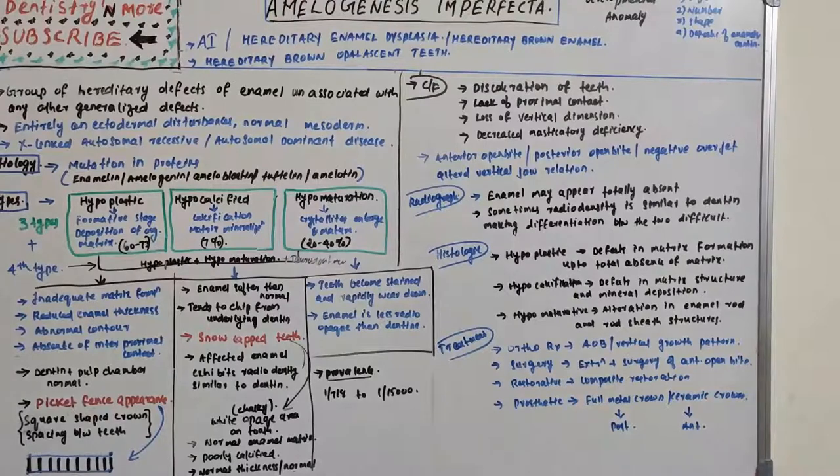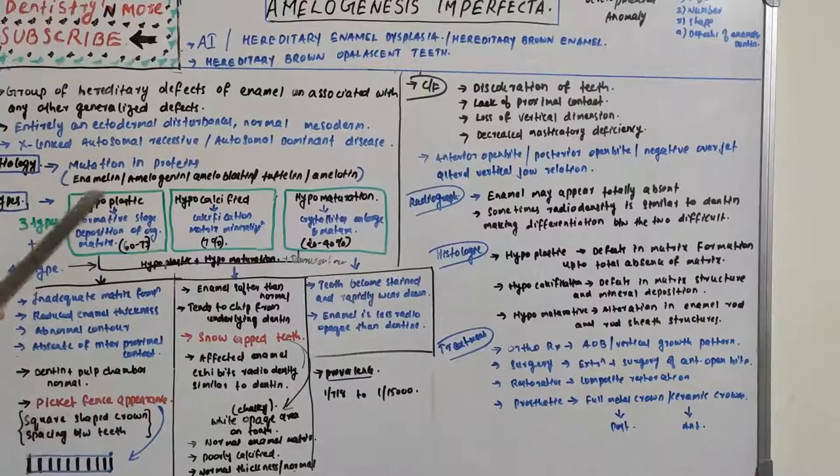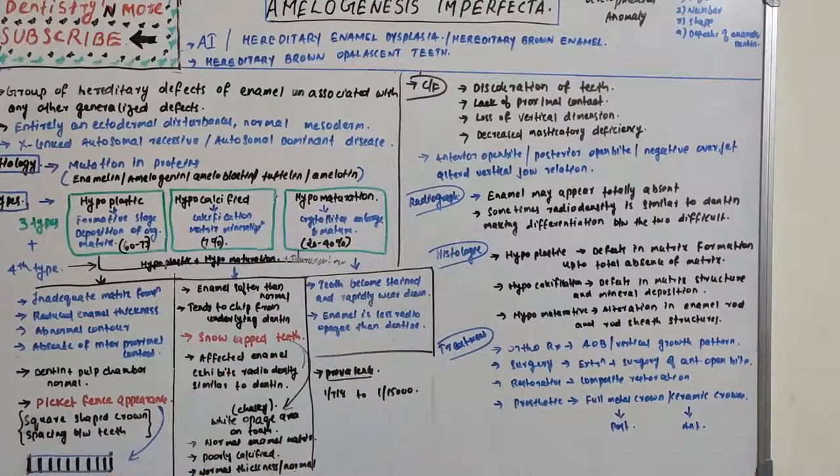So that's how we finish our amelogenesis imperfecta. It is a developmental anomaly related to the defect of enamel. It has got many names: hereditary enamel dysplasia, hereditary brown enamel, hereditary brown opalescent teeth. It is an ectodermal disturbance, a mutation in any of these proteins, basically three types: hypoplastic, hypocalcified, maturative. And picket fence is seen in hypoplastic, snow capped seen in hypocalcified. And the clinical features, radiographic and histological features, and various treatment options.